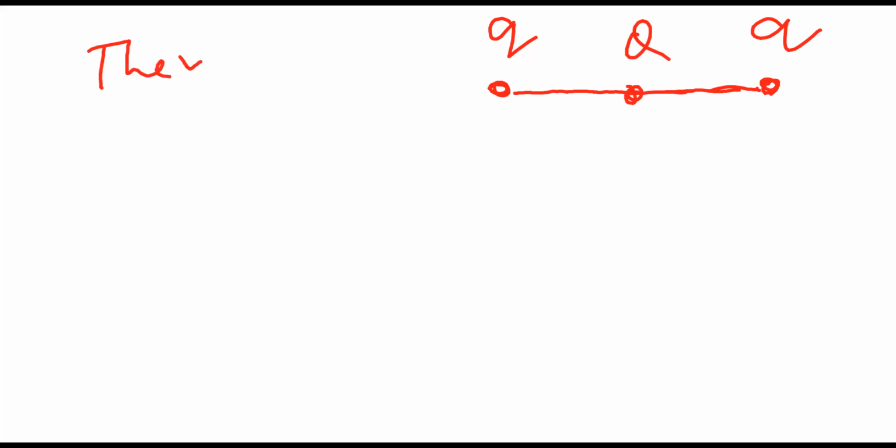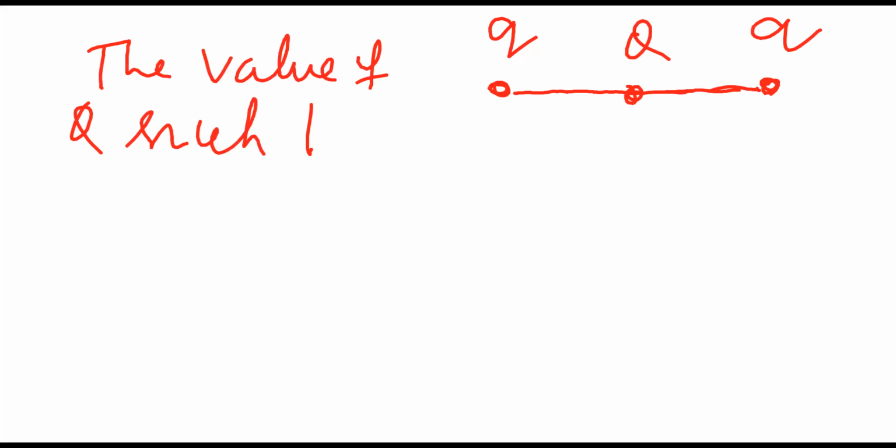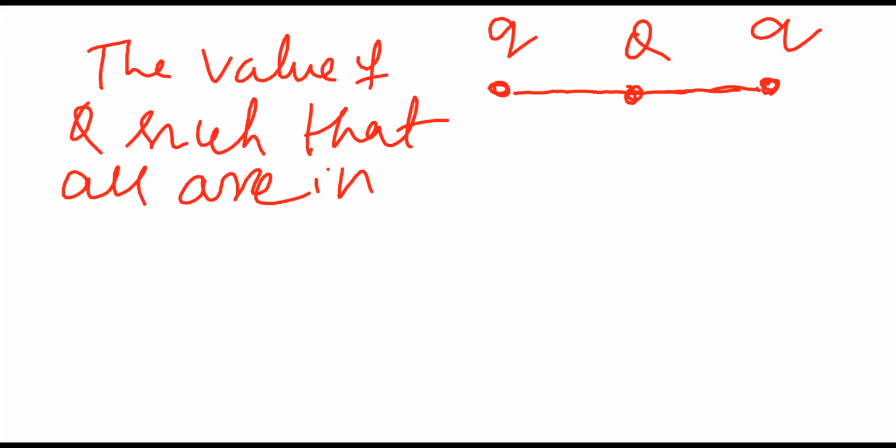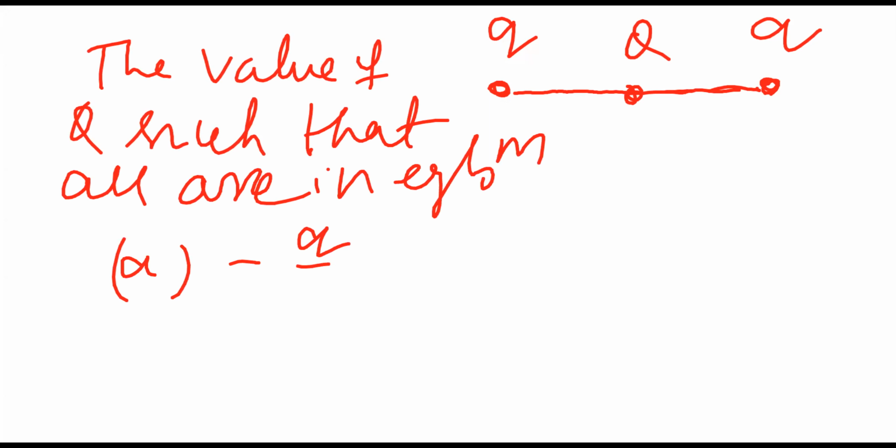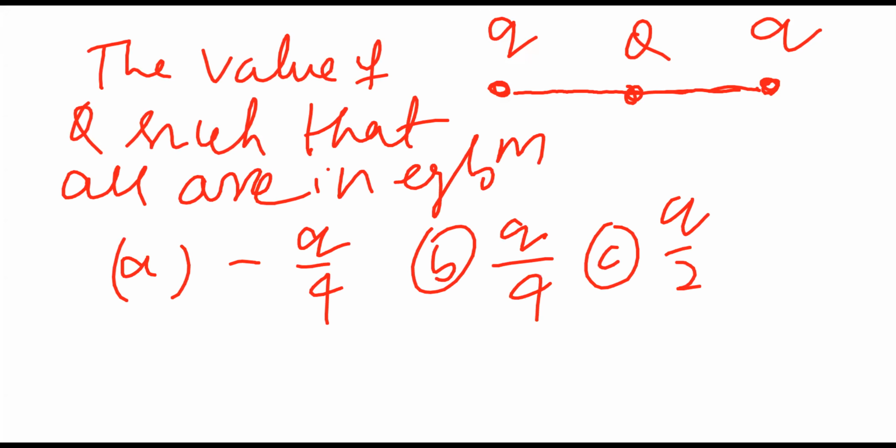Here Q, and here we have already done this capital Q. Now the value of Q such that all are in equilibrium. All are in equilibrium. Option A minus Q by 4. Option B Q by 4. Option C Q by 2. Option D minus Q by 2.